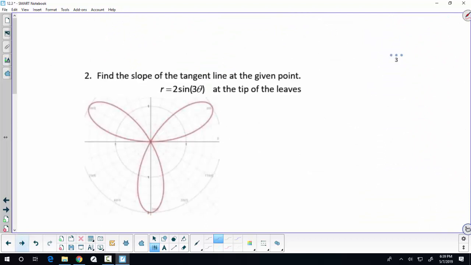So I meant to put these down, but find the slope of the tangent line of r equals 2 sine 3 theta at the tip of the leaves, and let me just write down the tips of the leaves. They occur at pi over 6, at 5 pi over 6, and at 3 pi over 2.